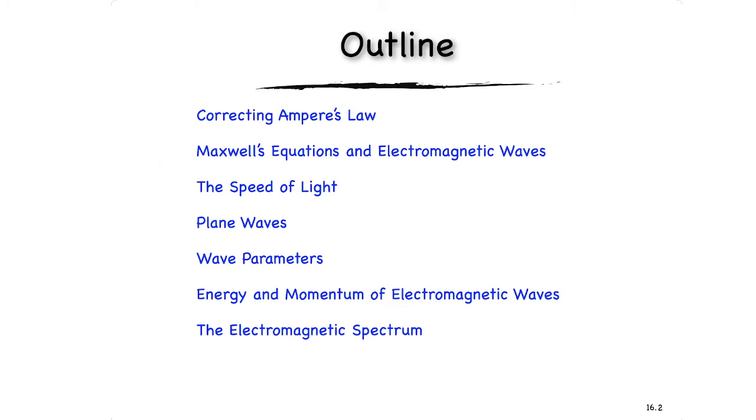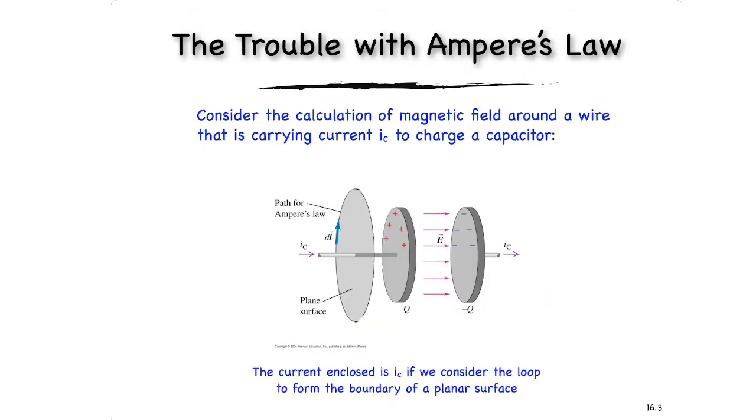And then we'll spend the rest of the chapter, most of which we will not get to today, but after a break, we will discuss things like the speed of light, how light propagates as plane waves, some of the properties of those waves, and general properties of the electromagnetic spectrum. So that's where we're headed.